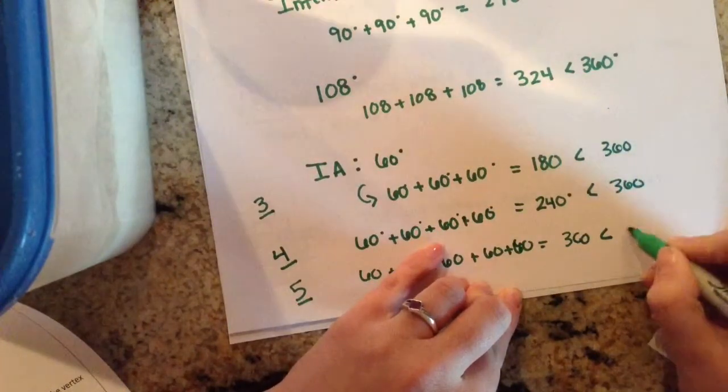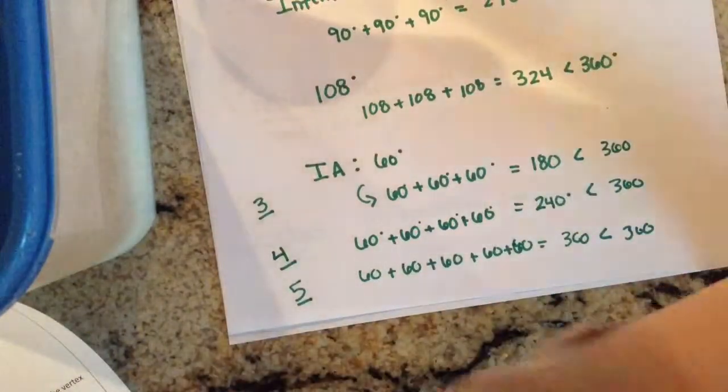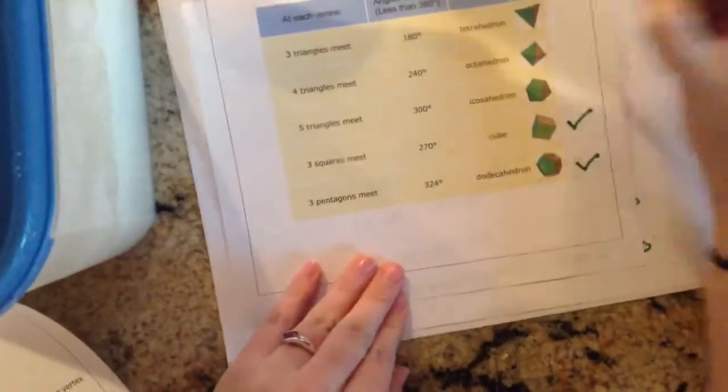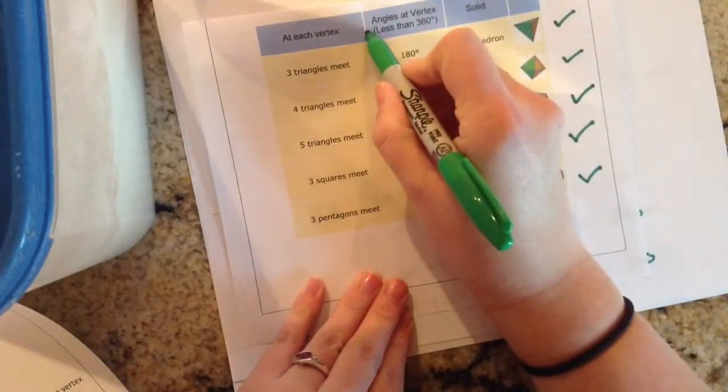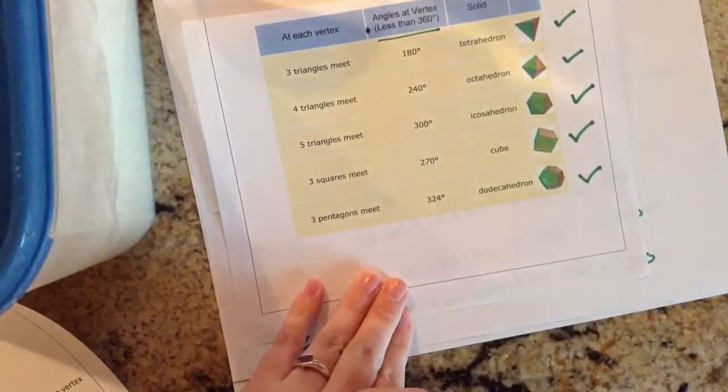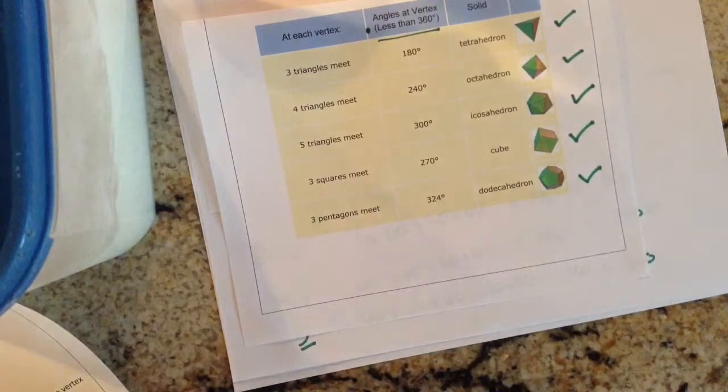So that's how we know that these can make up a Platonic solid. Now we've checked off these three, and they all have angles at the vertex less than 360 degrees. That's why they make the Platonic solids.